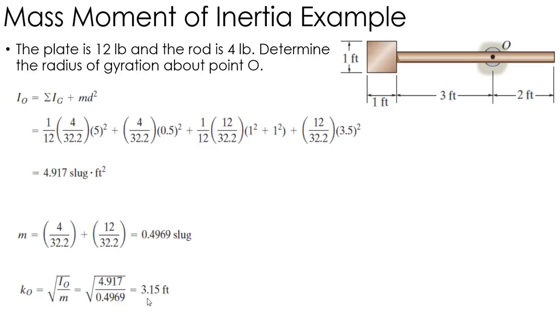And again, the radius of gyration is effectively the distance away from O that I'd have to put all of the mass, all of that 0.5 slug, to get the same moment of inertia. So it's just another way of defining the distribution of the mass. Think about it as if I had a ring where all of the mass was at a fixed distance away, making a ring of 0.5 slug. What would the size of that ring be? It would be 3.15 feet.